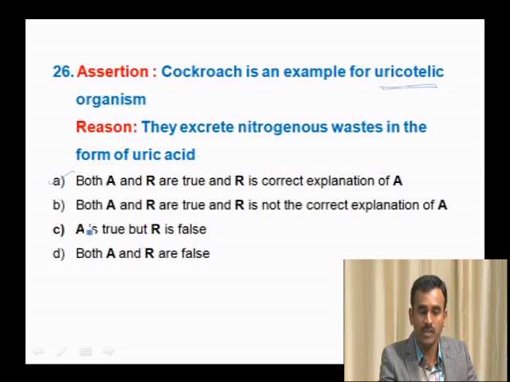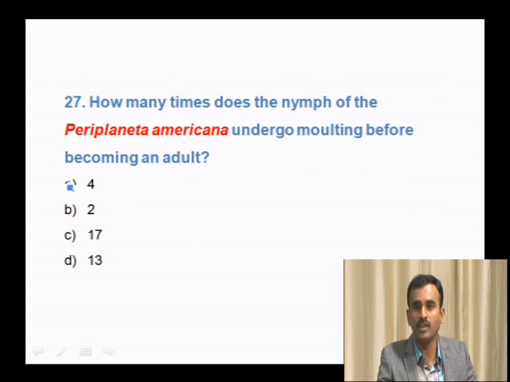Look at the second option also. Both A and R, assertion and reason, are true, and R is not the correct explanation of A. Here for the assertion, the given reason is correct, so option B is wrong. Option C, A is true, R is false. Option D, both assertion and reason are false. For this question, for the given assertion, the reason is correct. Hence the answer is option A. Move on to the next question.